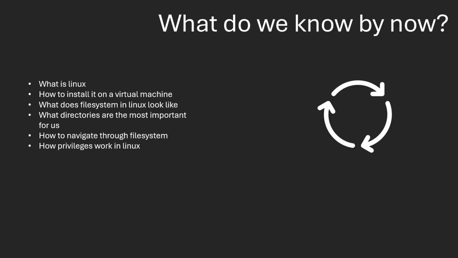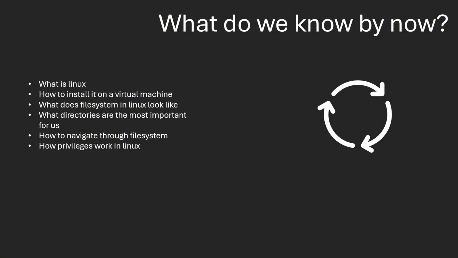In episode 0, we learned what Linux is. In the first one, we installed it on our virtual machine. And in the third one, well, actually the second one, by enumeration, we learned everything about the file system. What it looks like, how it works, and how to navigate through it. Now let's jump to files, so the actual things we store in the file system.